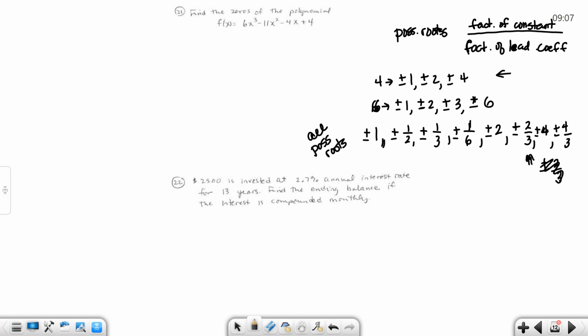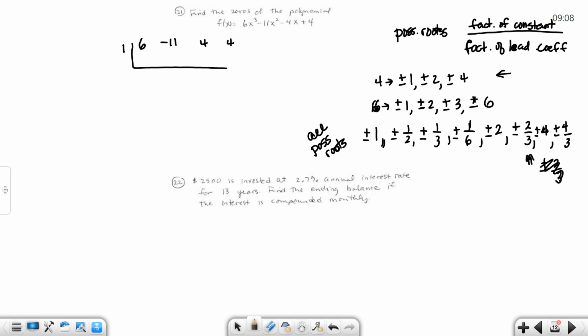Now you really just have to make a guess, okay? You just pick one of those to try and use synthetic division. Now what will synthetic division tell us? It will tell us that if our remainder is 0, then what we chose is a solution. I'm going to start with 1, just because 1's easy to work with.